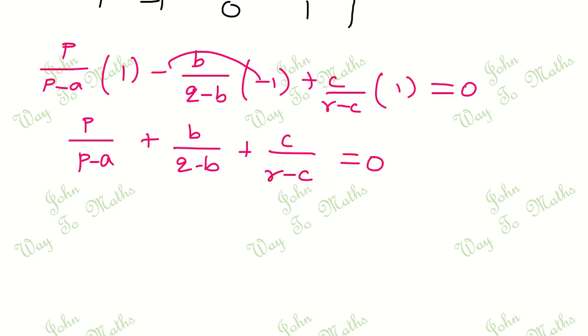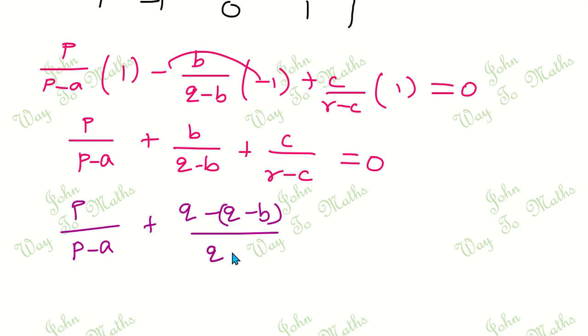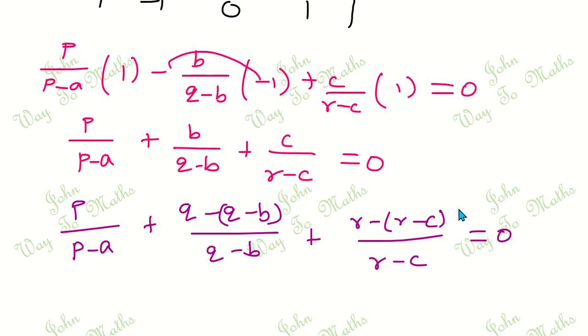So we need one more result. So this can be written as p by p minus a, and here q should come. So add and subtract q. If we give q minus b, then minus minus positive, then q minus q becomes 0. So we get the previous step. Similarly, I'm going to apply here. We need r. So r minus c divided by r minus c is equal to 0. r minus r becomes 0, minus minus positive, we get the previous step.